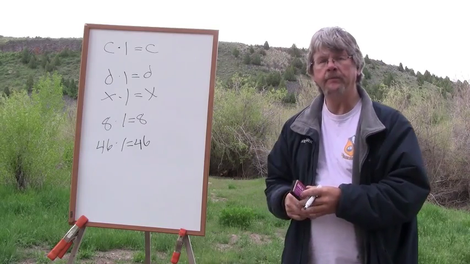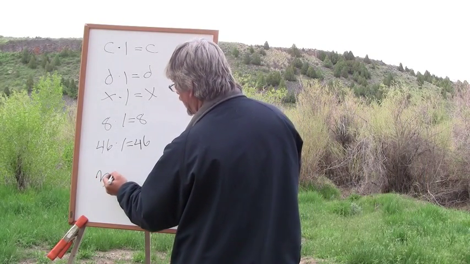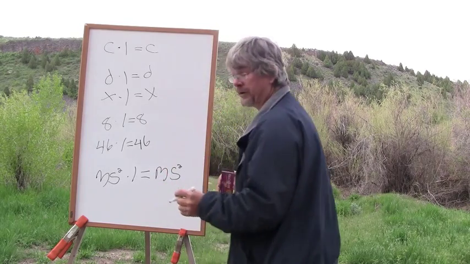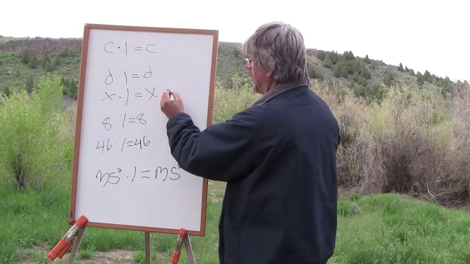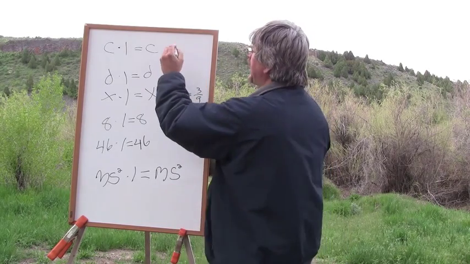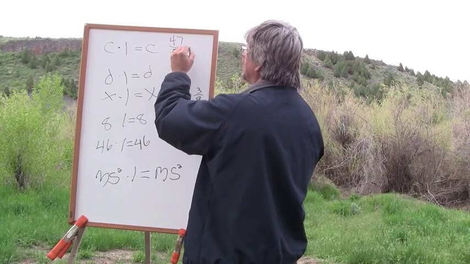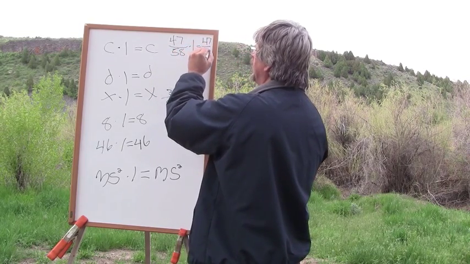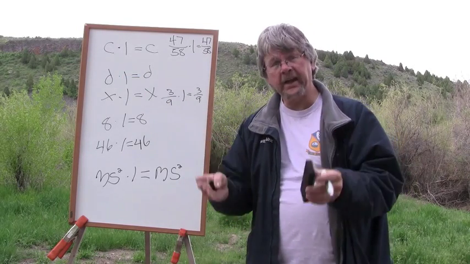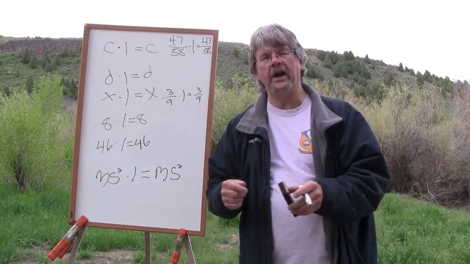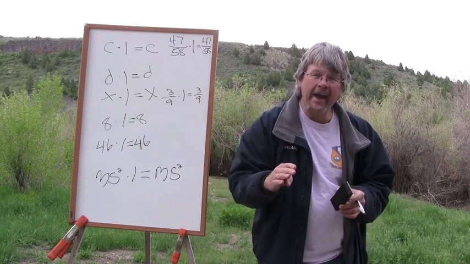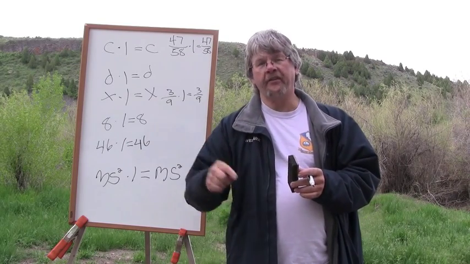No matter what number, no matter what variable, m s squared times 1 is going to equal m s squared. 3/9, which is 1/3, times 1 is going to equal 3/9. 47/58 times 1 is going to equal 47/58. It doesn't matter whether it's fractions, decimals, variables. In multiplication, any number times 1 is just that number, whereas with addition, any number added with 0 is just that number.